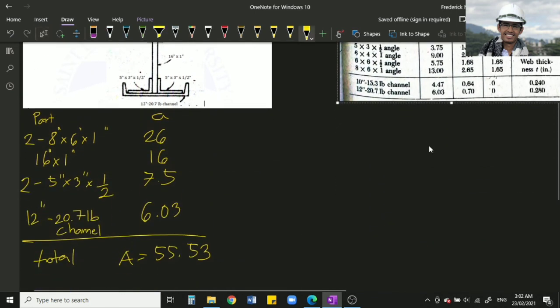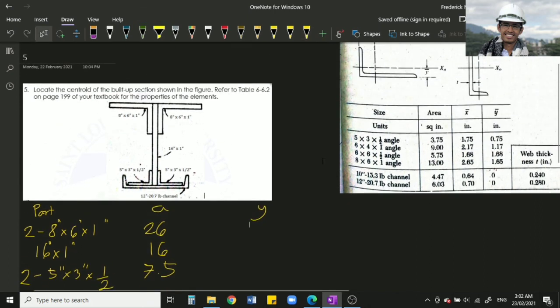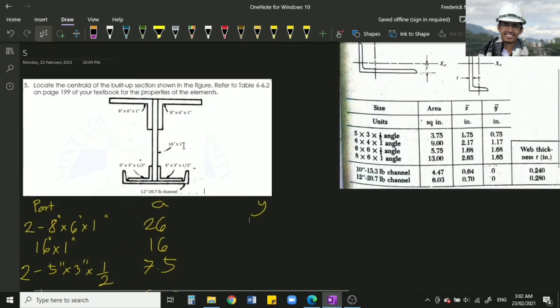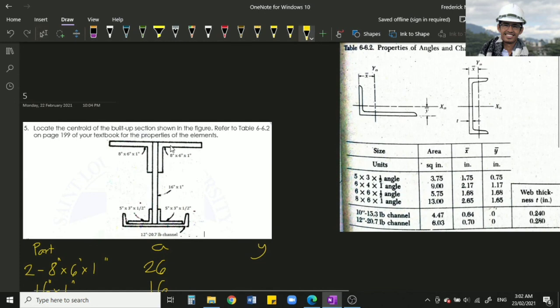Okay? And our y, so the centroid here, no? Our bar x, class, our bar x will be equal to 0 because it is symmetrical. Okay? Our bar x is 0, no?